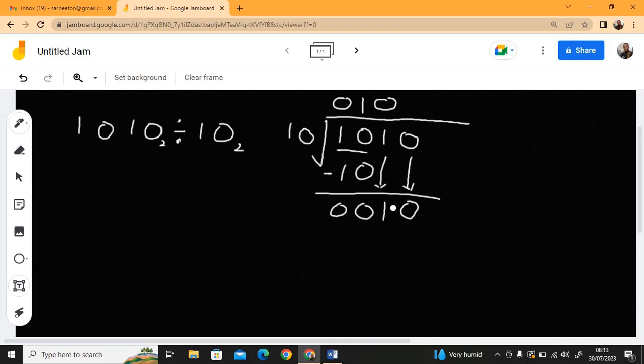Now 10 divided by 10, and 10 and 10 is 1. I told you if they are the same thing. 10 divided by 10 is what? Is 1. 1 times 10 is what? That is 10. So your final answer here is what? 0, 0, 0, 0.